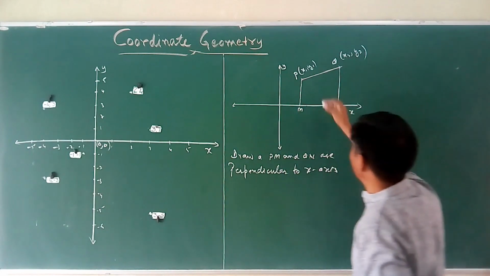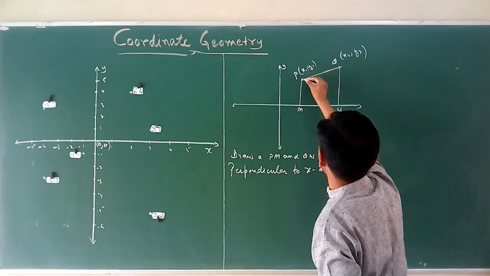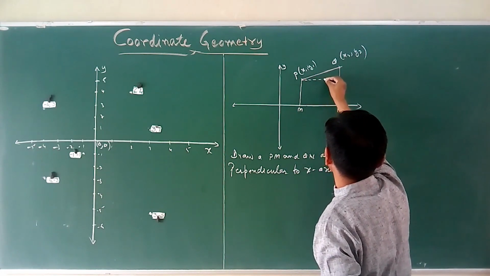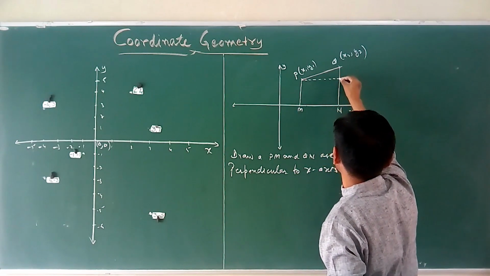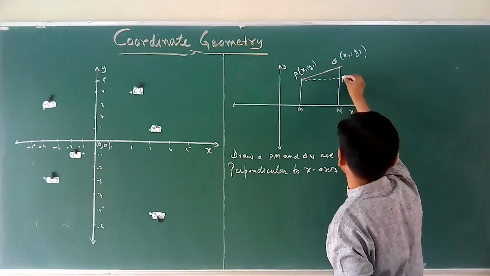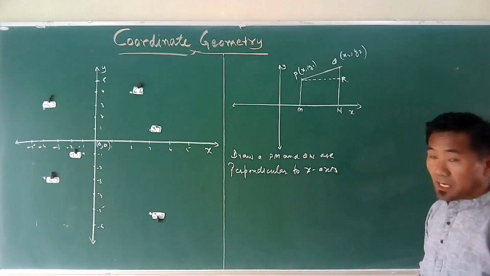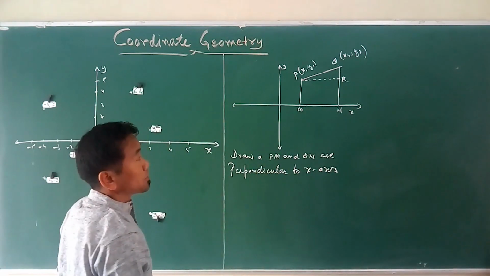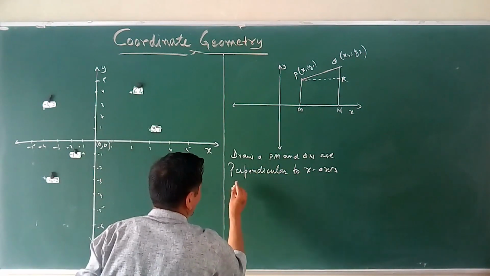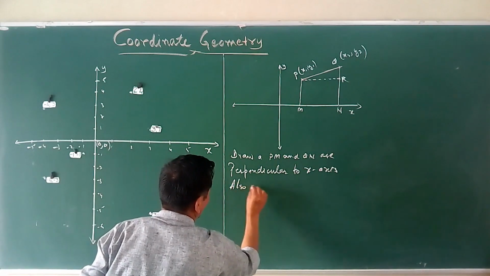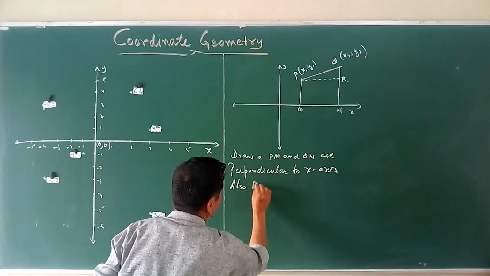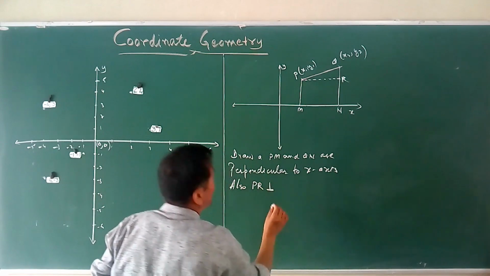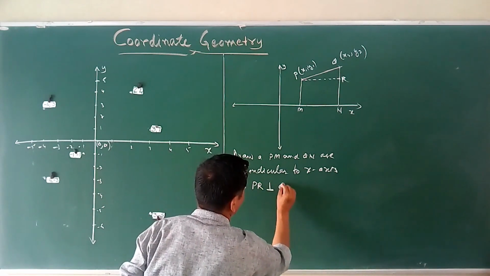The second construction from here: again we draw another line and get this midpoint as R. Then PR is perpendicular to QR.